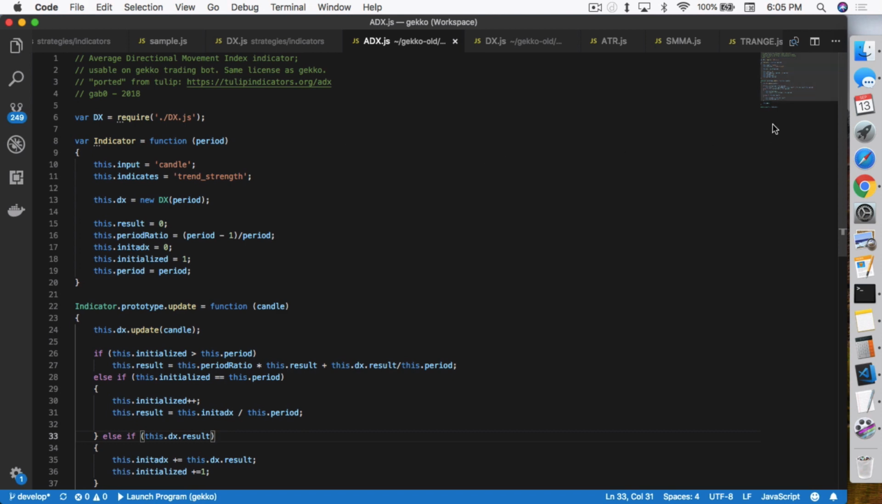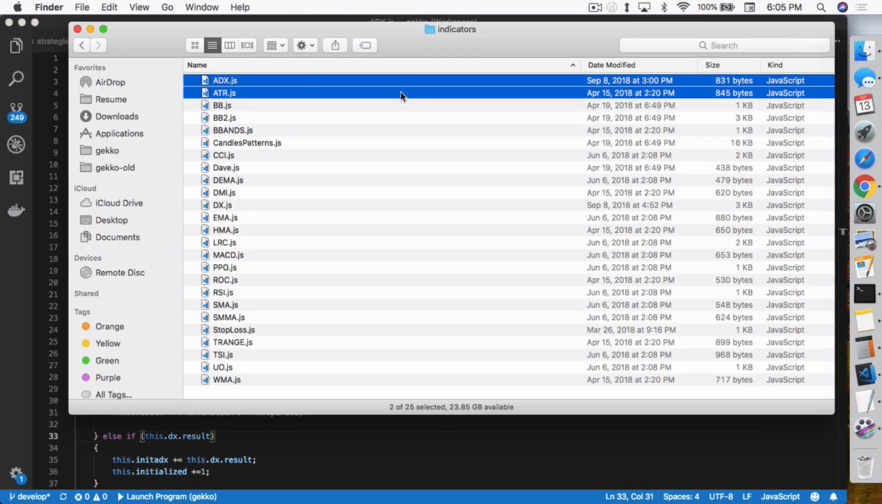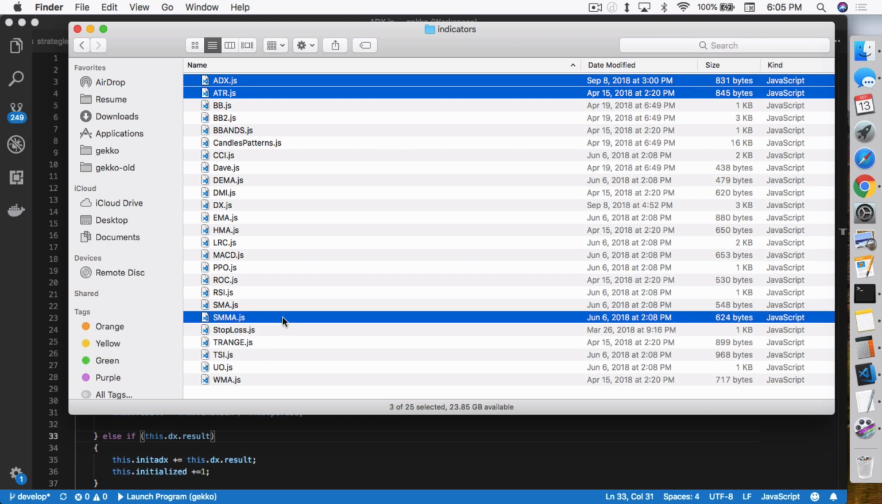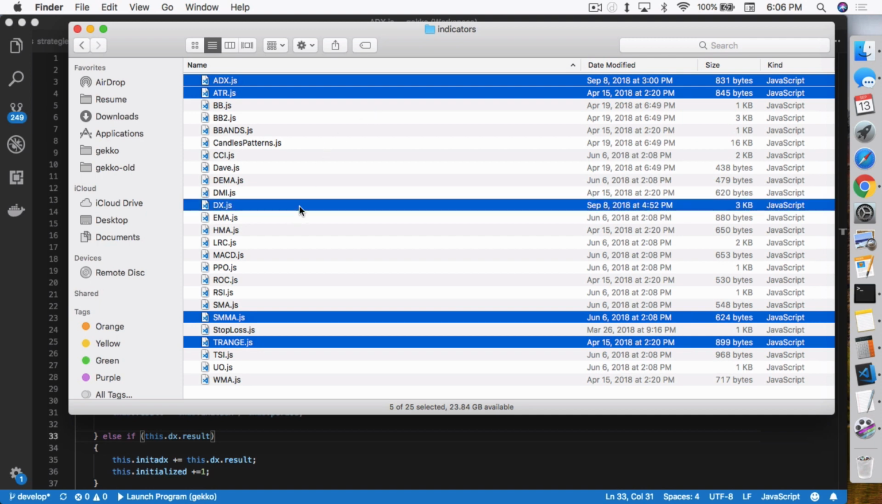So when you guys were setting up the RSI bull bear ADX strategy, you not only required the ADX indicator, you also needed the ATR indicator, SMMA indicator, and the tranche indicator. Oh, actually, obviously, you also need the DX. Sorry. So there are 4 indicators that you need that supply information to the ADX.